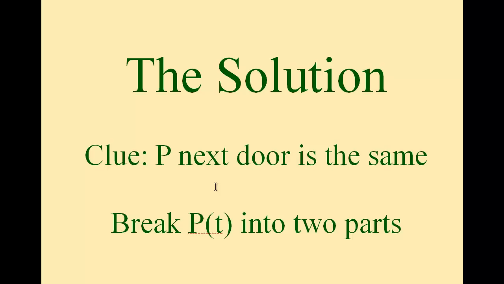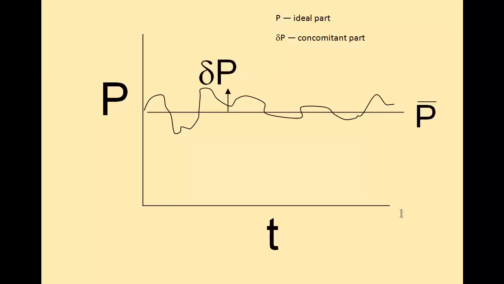What we do is to break the pressure into two parts. The two parts are the ideal part and the concomitant part. The ideal part is the part that is the same in every system. For example, it's the thermodynamic pressure, the thermodynamic chemical potential. It's the variable that is hiding behind all of those molecular fluctuations. The concomitant part is the part that is determined by exactly where the atoms are.